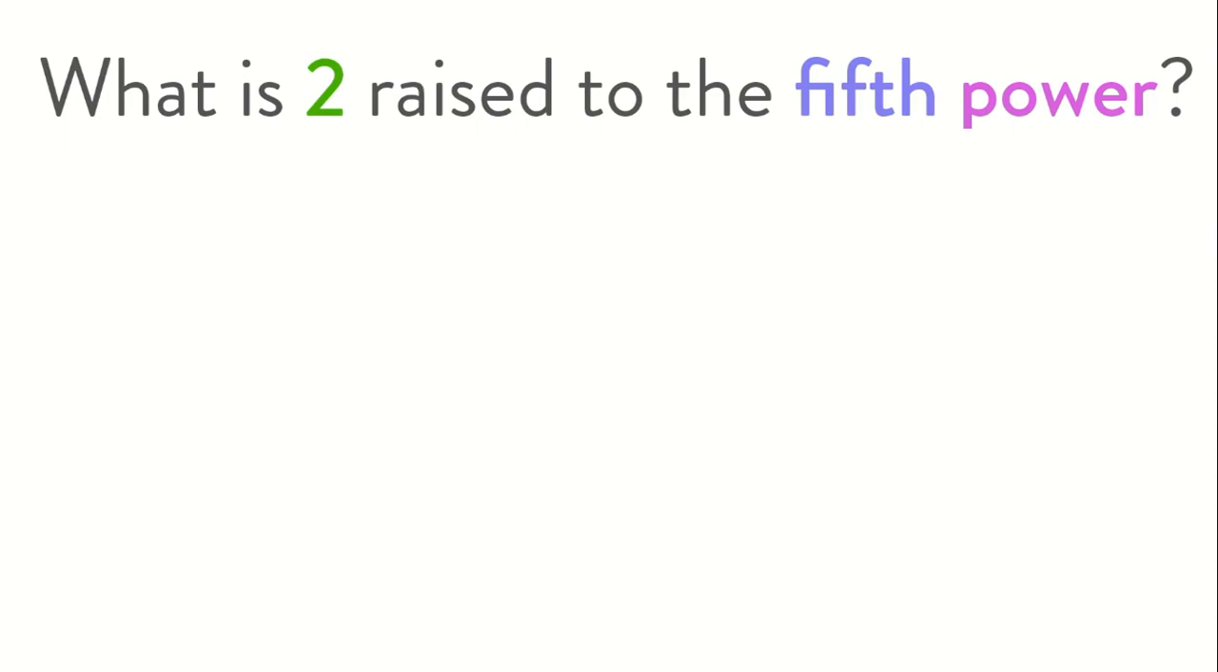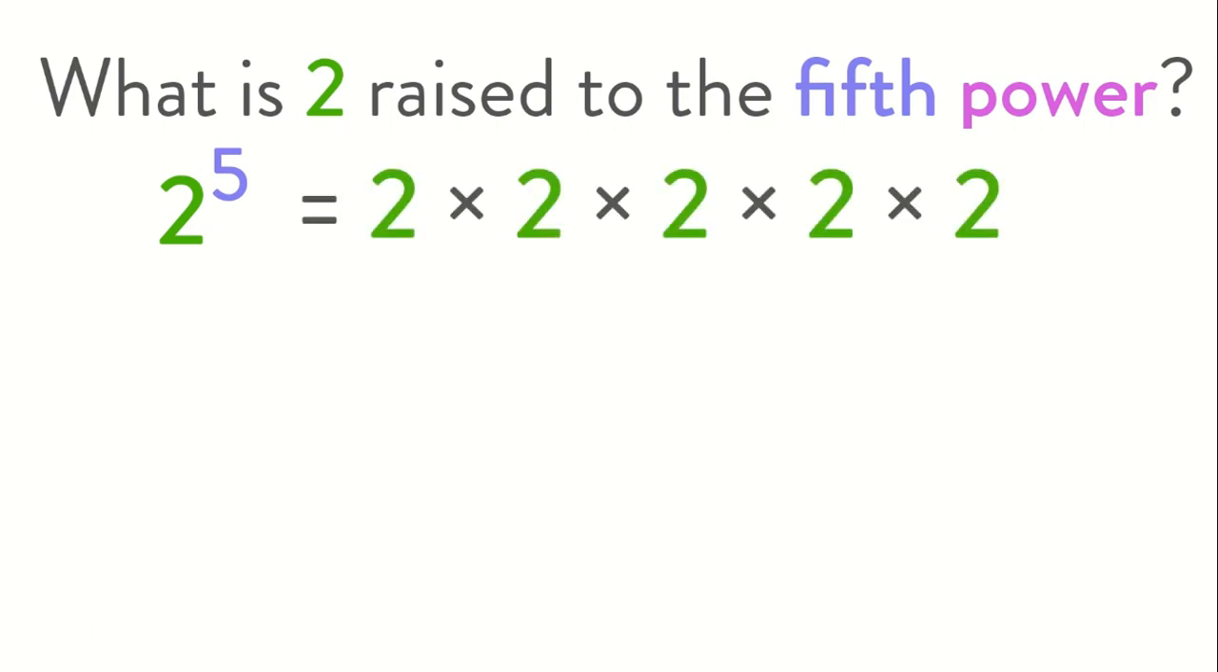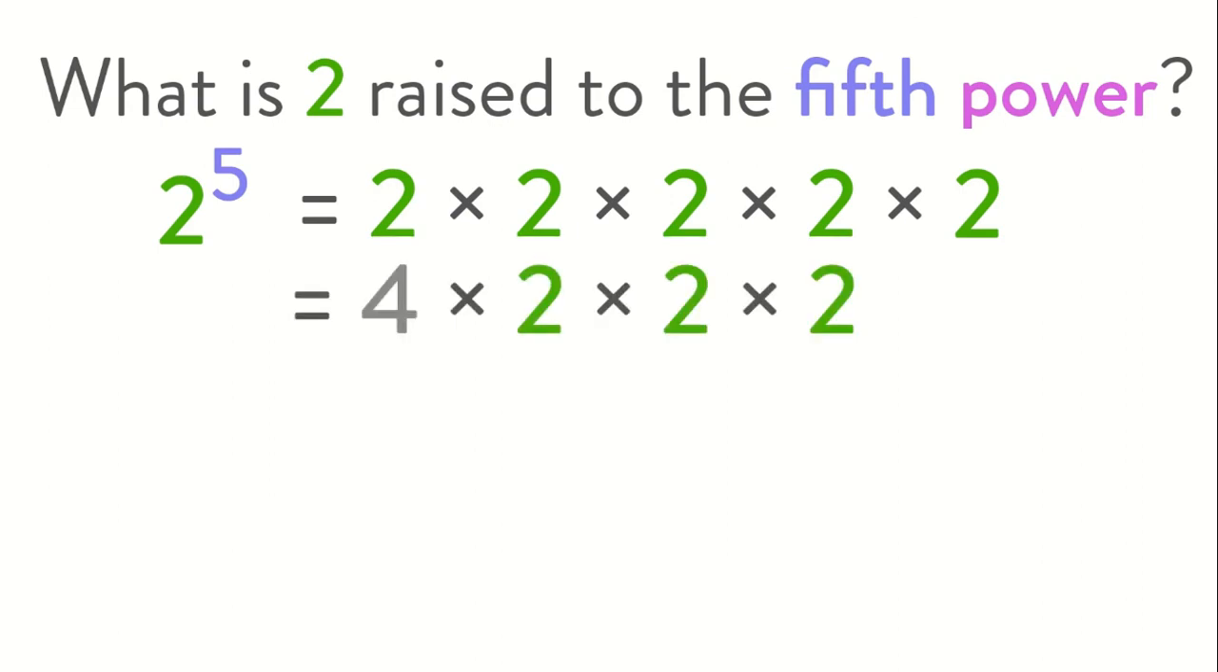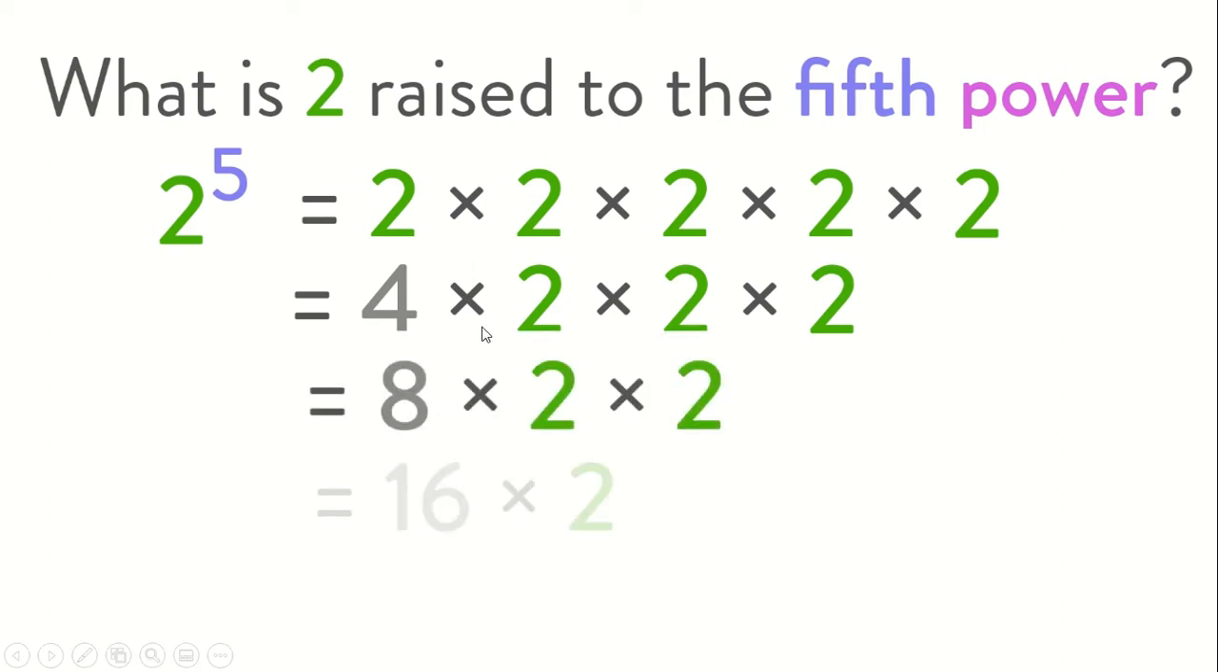This time, what if you're just given a statement? What is 2 raised to the fifth power? That means that 2 has an exponent of 5. When we expand it, we're multiplying 2 by itself 5 times. 2 times 2 is 4. And then 4 times 2 is 8. 8 times 2 is 16. And 16 times 2 is 32.